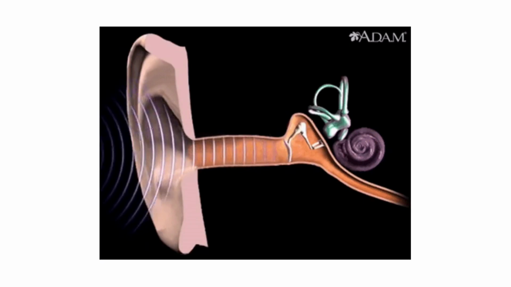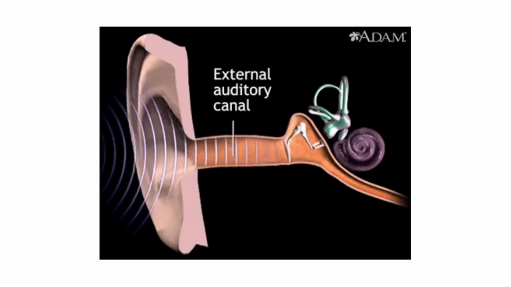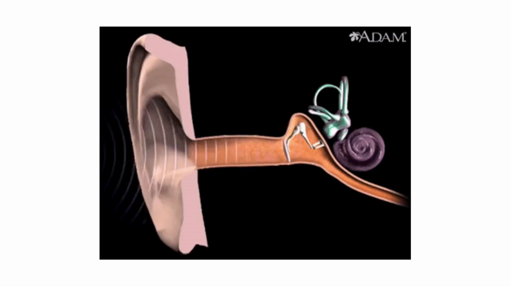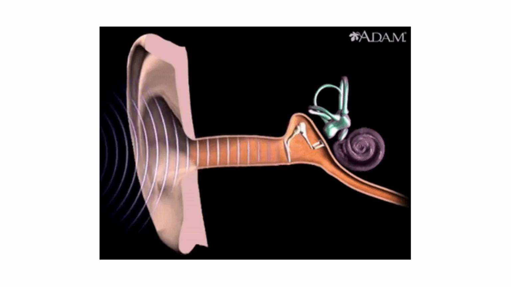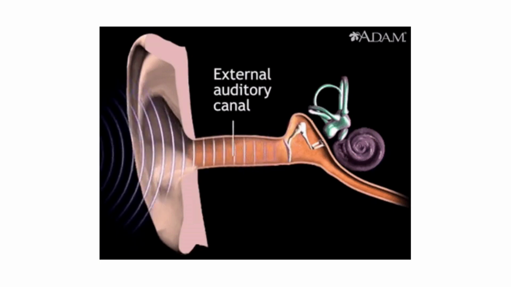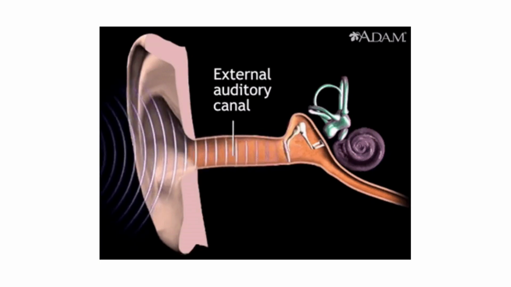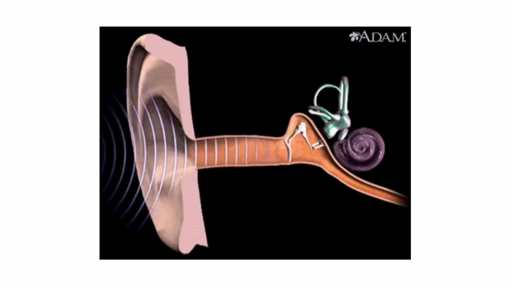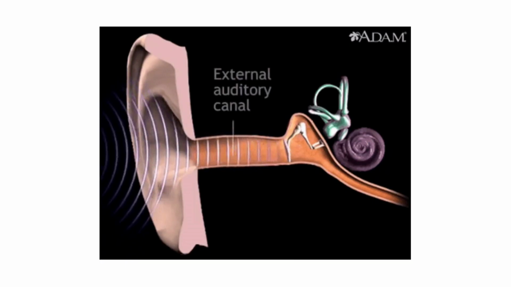The first part is the auricle or pinna. We can see here the pinna is a flap of elastic cartilage. It is covered by skin and it is fixed in case of human being. And what is the function of this pinna? It funnels the sound wave and helps to establish the direction of the sound wave.